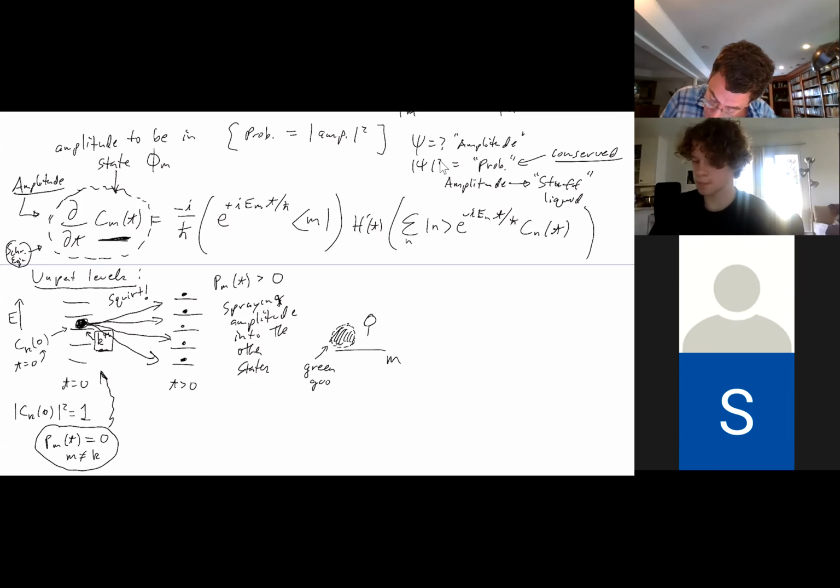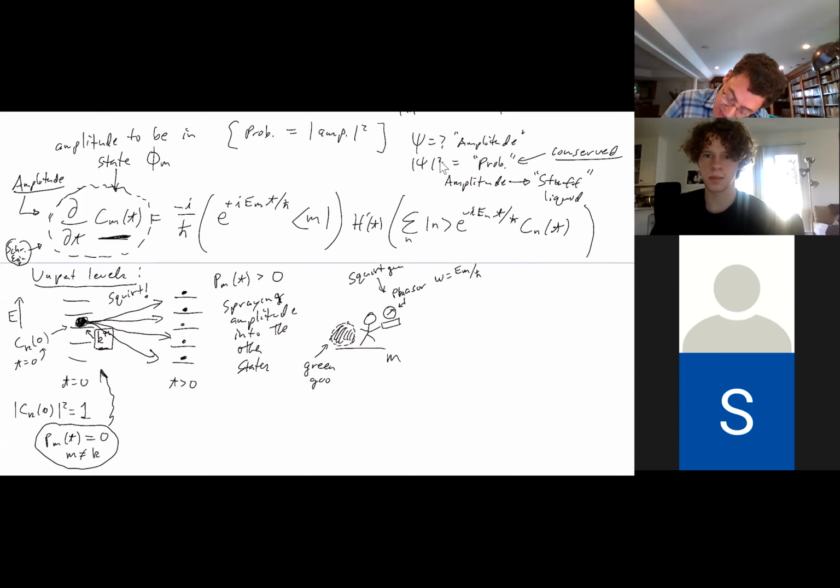And there's a little man standing there, and he has a squirt gun. But his squirt gun has a phaser associated with it. That's a phaser, and that phaser is rotating with a frequency of Em over h-bar. And that's a phaser, a complex number. As that phaser spins, the goo can either go into his state or out of his state. And then there's all these other levels.